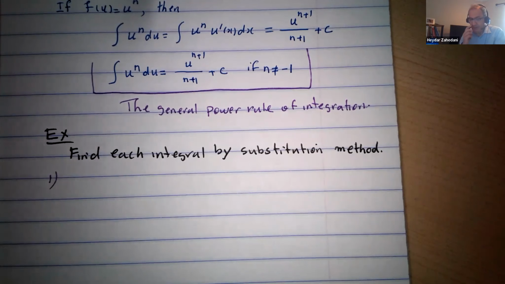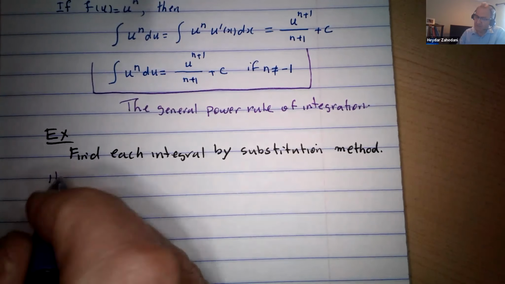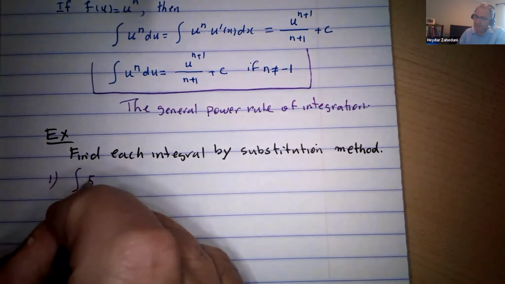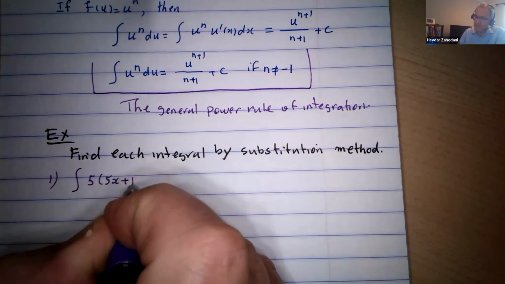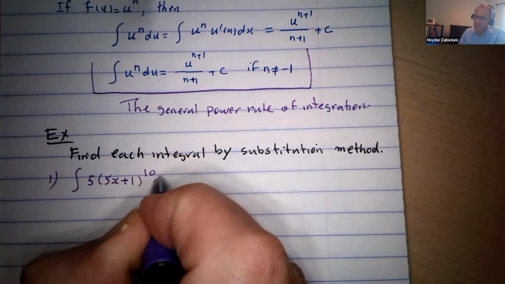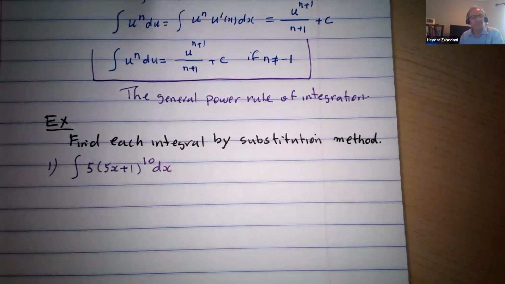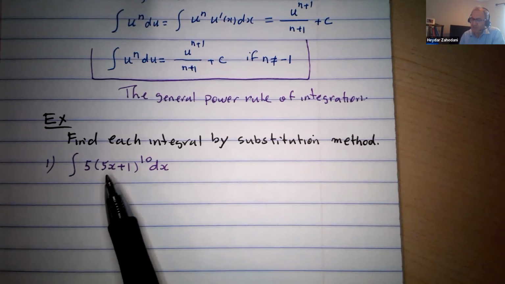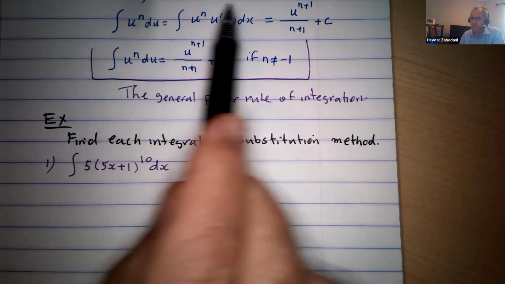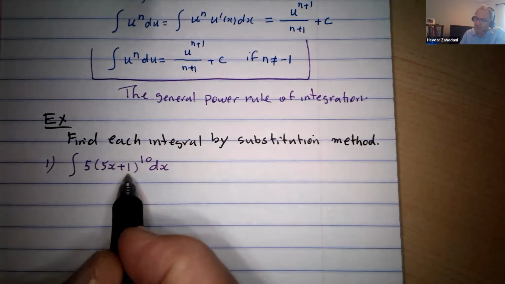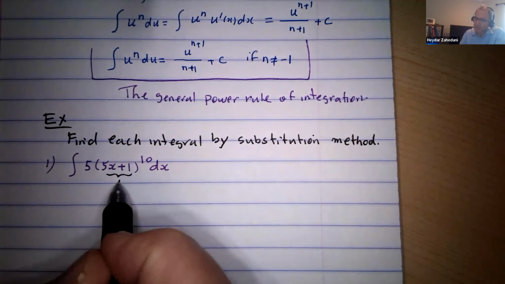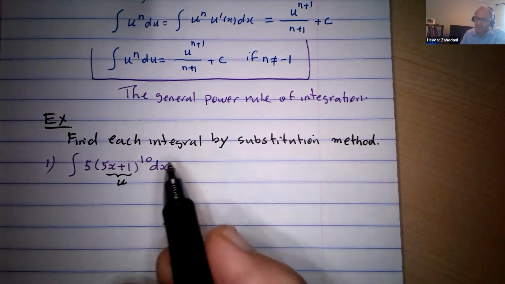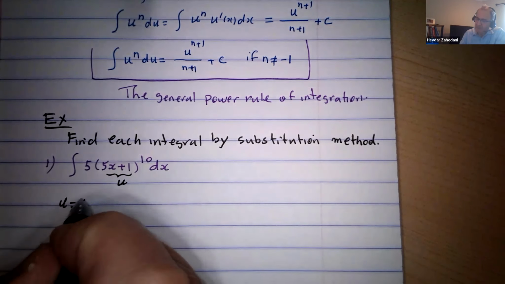The first one is just an ordinary one, something like the integral of 5 times (5x plus 1) to the 10th power dx. You know that this is the opposite of the chain rule, so this type of differentiation is the one that you use for the chain rule. As soon as you see a parenthesis raised to something, it's a substitution method. So we take the inside to be u, and you have to show that this is u to the n. So u is equal to 5x plus 1.